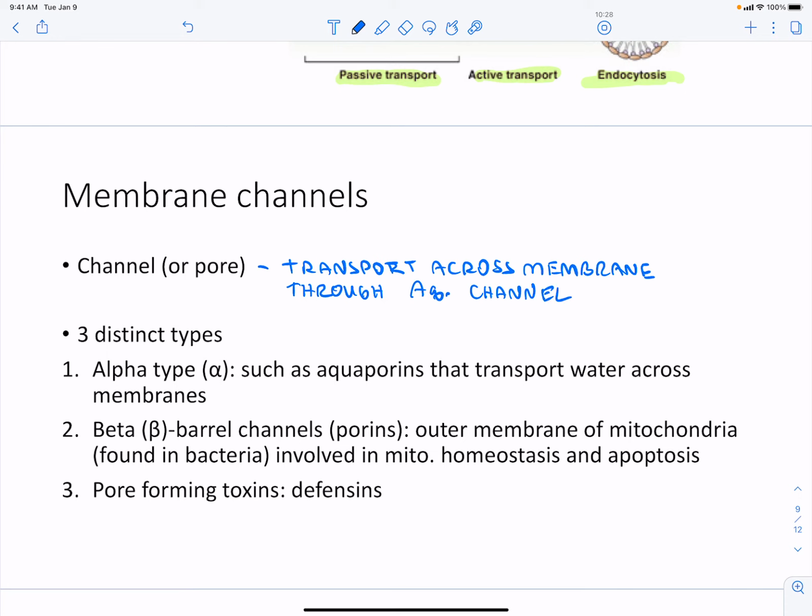And so an example of an alpha channel is aquaporins that are going to transport water. A beta channel are what are used in our mitochondria and also in bacteria. So those are going to be porins on the outer membrane of the mitochondria. And we also have some membrane channels that are simply referred to as toxins, in that they just punch holes in membranes, and one such toxin is a defensin that of course will target hopefully bacteria, not our own cells.